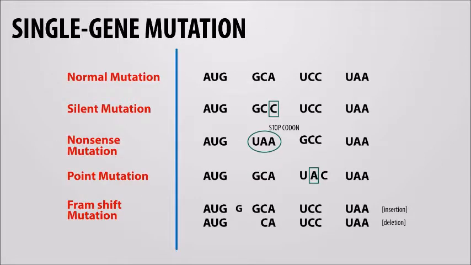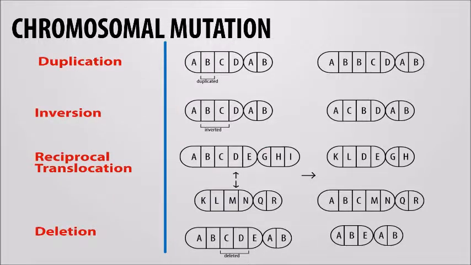Under single gene mutation is silent mutation, which does not change the amino acid sequence; missense mutation, which changes the amino acid sequence; nonsense mutation, which makes the protein short by introducing a stop codon; point mutation, which includes deletion, insertion, or substitution of a nucleotide; frameshift mutation, which is the insertion or deletion of nucleotides. And chromosomal mutation includes duplication, inversion, reciprocal translocation, and deletion.